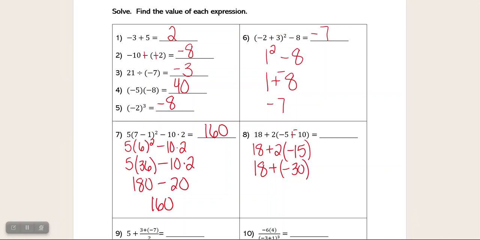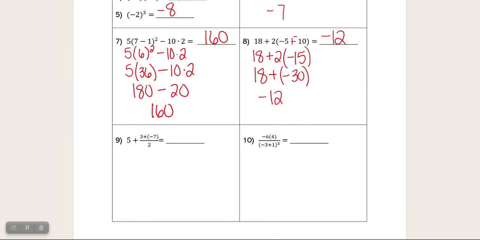And now we have 18 plus -30, so we want to subtract those two numbers because the signs are opposite. If you don't know that 30 minus 18 is 12, you do need to stack those numbers up off to the side and do some subtraction. But 18 plus -30, again we get 12, and then our answer is -12 because 30 is the bigger number and that number is negative.